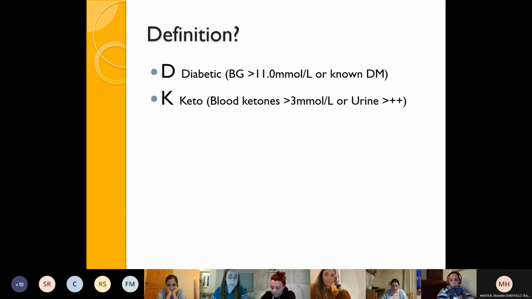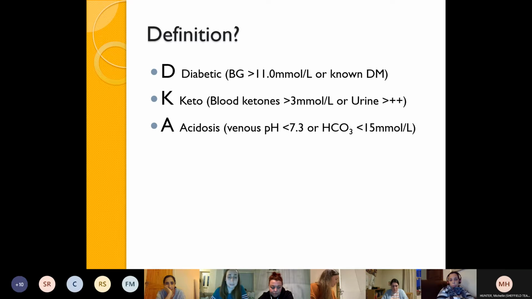So the first thing is diabetic. Second is ketones. If we're looking at blood ketones, it's greater than 3, and urine ketones, it's 2+. Urine ketones are fine in the initial process of diagnosing the DKA, but we do need blood ketone monitoring thereafter. I know there are some wards that don't have blood ketone monitors. If someone's going into DKA or has DKA, then we need to get a ketone monitor from another ward. And then acidosis: pH less than 7.3 or bicarb of less than 15.